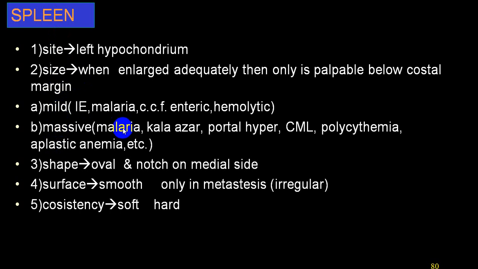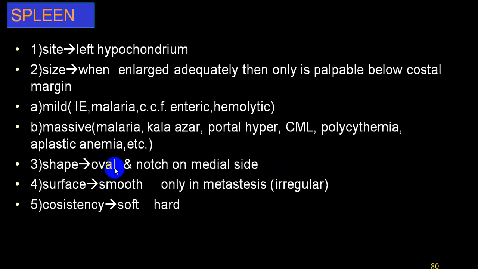Massive spleen I have already mentioned: malaria, Kala Azar, severe portal hypertension, chronic myeloid leukemia, polycythemia rubra vera, myelofibrosis, aplastic anemia, etc. In a mild enlargement, right from malaria, congestive cardiac failure, infective endocarditis, enteric fever, hemolytic anemia.